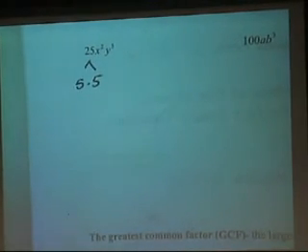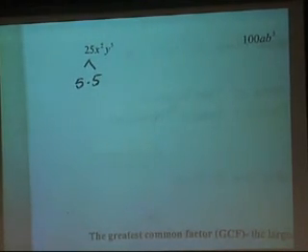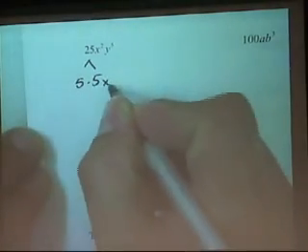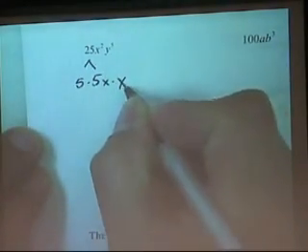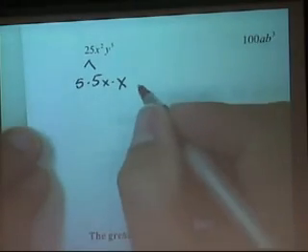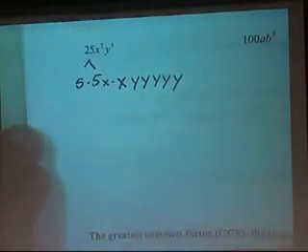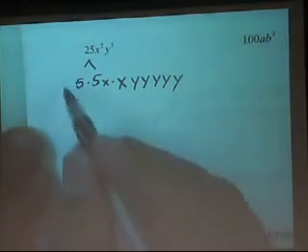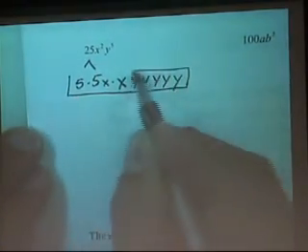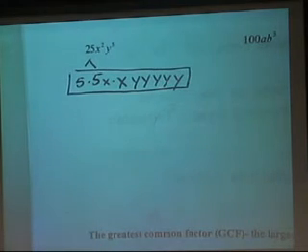Now, how can I factor x squared? X squared. Perfect. X times x. How can you factor y to the 5th? y times 1. How many times? 5 times. That is the factored form of 25 x squared y to the 5th.